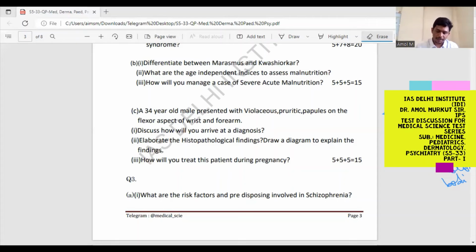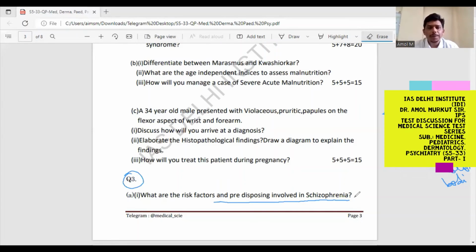Then question 3. What are the risk factors and predisposing factors involved in schizophrenia? See, again here, there is no single accepted theory for schizophrenia, like what we have seen in depression. There are various reasons given for schizophrenia. What are those? Again, you have to start from endogenous and exogenous causes.